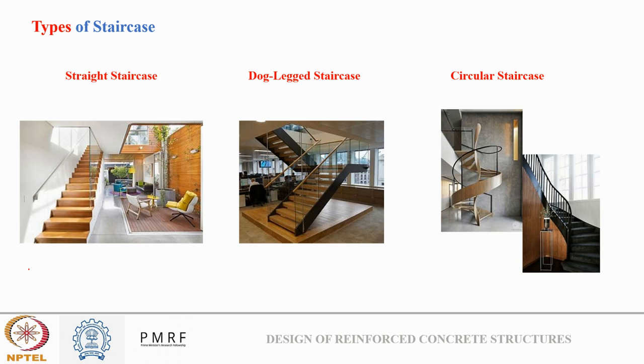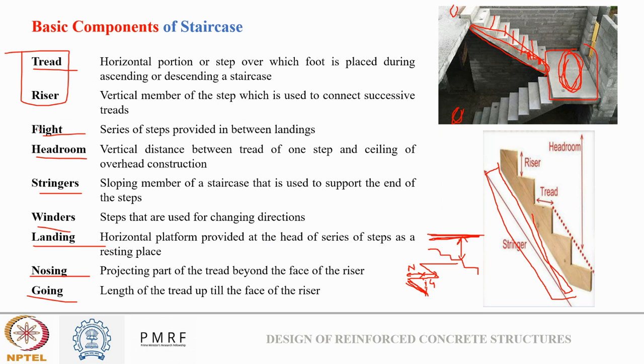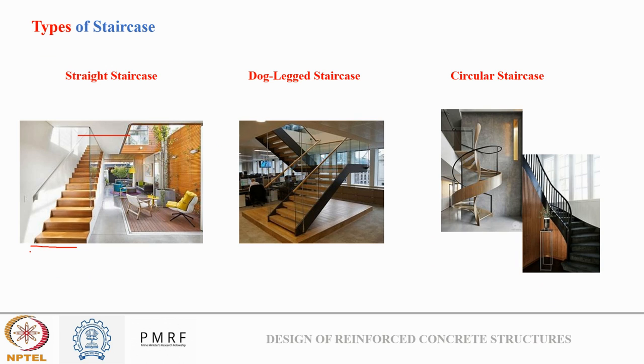and circular staircase. So, what is a straight staircase? When two floors are connected by a single flight. You can see there is a single flight. We talked about flight, the series of steps between two landings. My first landing is the ground floor, my second landing is the first floor. In between them I have a single flight in which I am moving, so such cases are known as straight staircase. Dog leg staircase is when there is a landing in between.